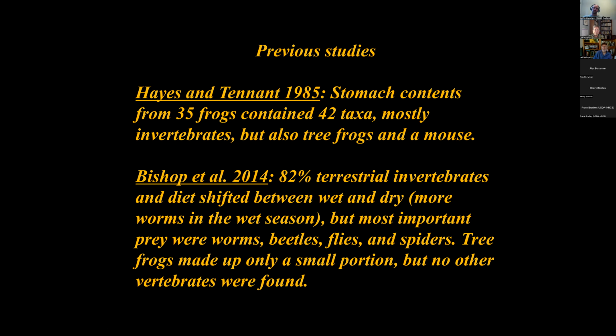She found that 82% of the diet was terrestrial invertebrates and that it shifted between the wet and the dry season. Now, she found earthworms. I've never found an earthworm, but it's probably because I'm dealing with museum specimens, because from another study, we found that even frozen stomachs that have worms in them, digestion continues even in the freezer and the worms just disappear because they don't really have any skeletal parts. So they're just soft, fleshy things and they go away. So that may be the reason why we've seen the difference, but primarily beetles top the list and then flies and then spiders. And in her study also, she didn't see very many tree frogs and I don't think she found any definitive identification of other vertebrates.